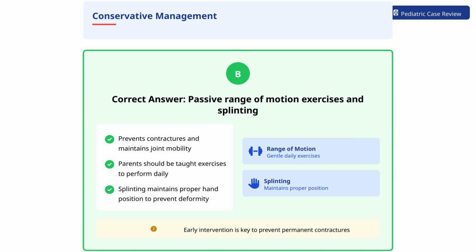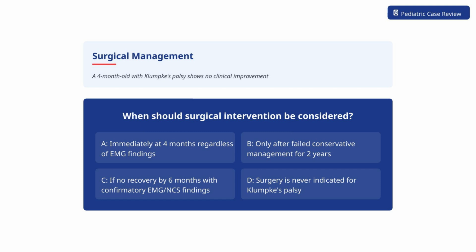Complete immobilization would lead to joint stiffness, while delaying treatment could allow preventable contractures to develop. A 4-month-old with Klumpke's palsy shows no clinical improvement since birth. When should surgical intervention be considered?